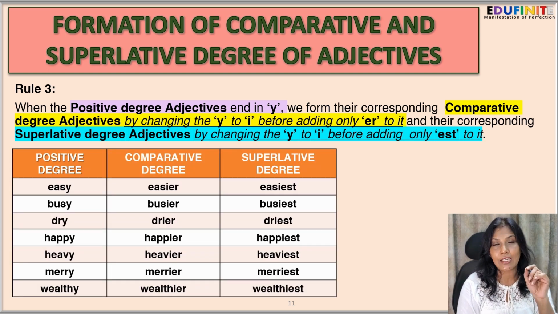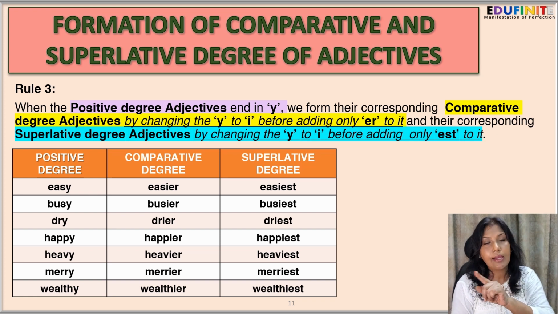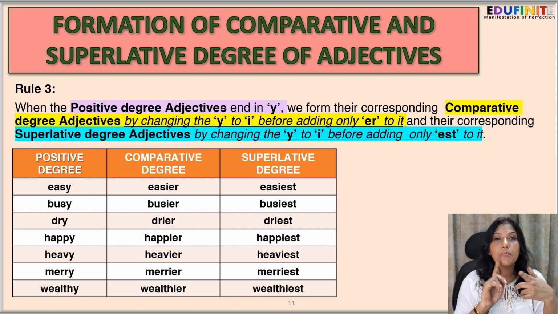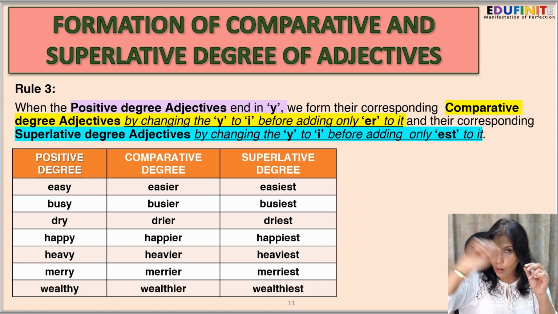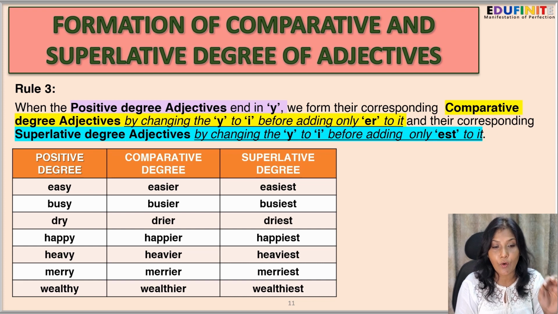Now positive, easy. We see here it ends with Y, E-A-S-Y. Now to make it comparative, what have we learned? Remove the Y. So E-A-S, add I, so E-A-S-I, then add E-R, so easier. That's how it's done. Next, for the superlative degree, similarly, you remove that Y, add I, so it becomes E-A-S-I. Now you add E-S-T, so it becomes easiest. So that's how the superlative degree is formed for each of the words ending with Y.